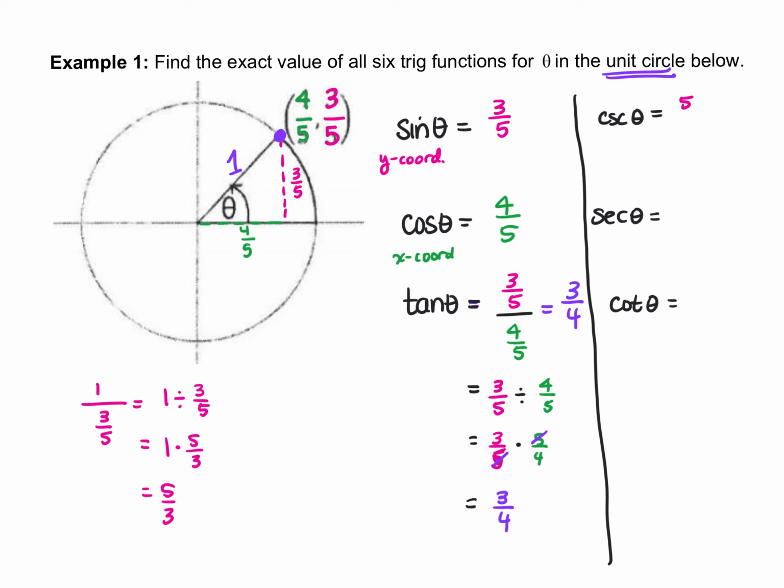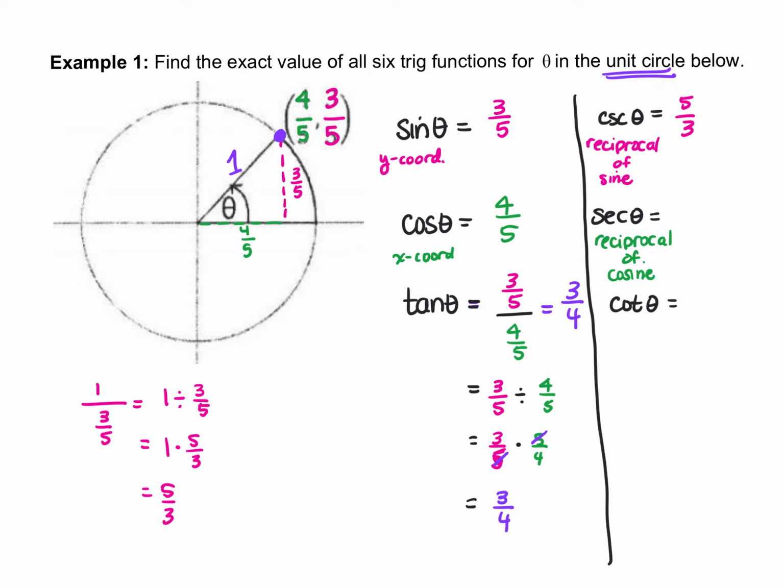But here's the thing. If I remember that it's just the reciprocal of sine, if I take sine and flip it, I get 5/3. So it's a whole lot faster to think of it in those terms. So secant, let me write that up here. So this is the reciprocal of sine. Secant is the reciprocal of cosine.